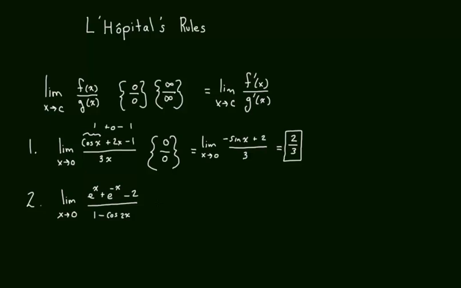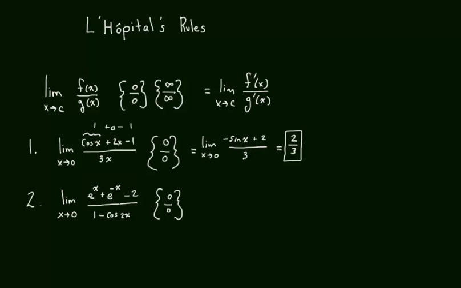Let's take a look at example 2. Limit as x goes to 0. Numerator e to the x plus e to the negative x minus 2 all over 1 minus cosine of 2x. So first step, try to plug in 0. Well, if I do that, let's see, it's going to be 1 plus 1. Take away 2 is 0, so my numerator is 0. And the denominator is 1 minus 1, so that's also 0. Good. So I have 0 over 0.